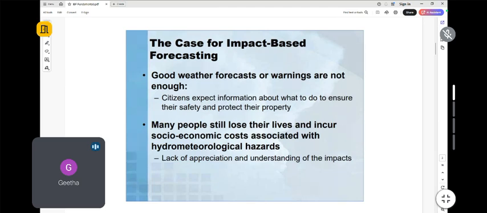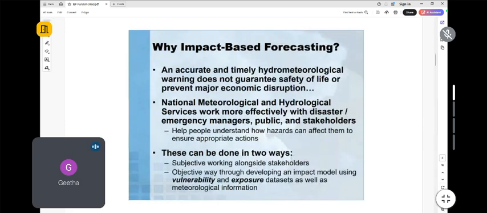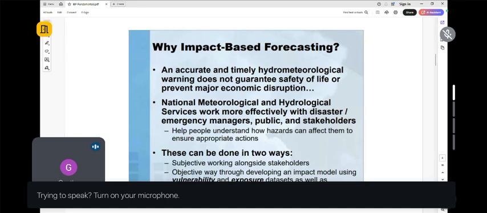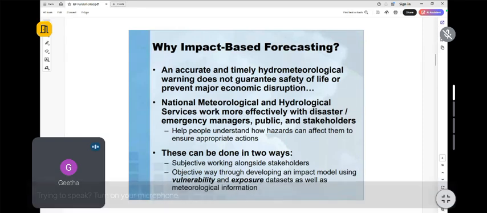Rather than just the weather, the impact is very important. We have to give the weather warning, and associated with the weather, what kind of impacts can be expected, that also we should give in our warnings. That is why the National Meteorological and Hydrological Services have to work more efficiently with disaster managers, the public and stakeholders, so that we can help people understand how these weather hazards can affect them and so that they can take appropriate action.